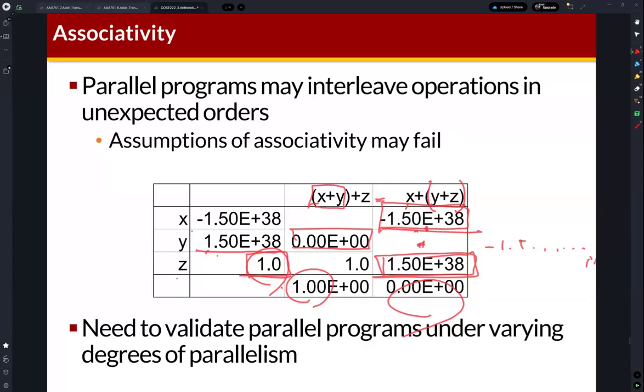Okay, so you need to understand this issue. Sometimes when we apply associativity, when you change the order of computations, the final result can be different. Okay, so this is the precision issue, the precision issues of floating point numbers.